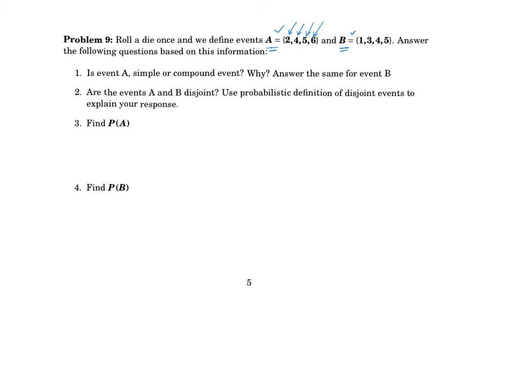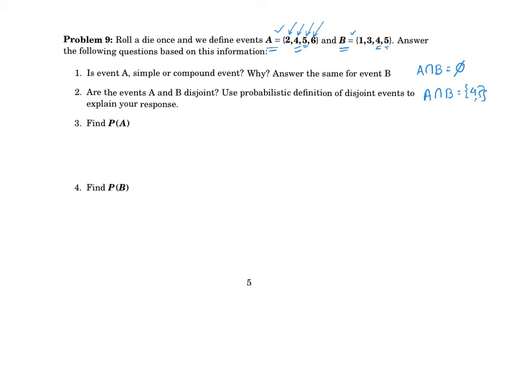Are the events disjoint? Remember, 2 events are disjoint if their intersection, A and B, is the empty set. But in this case, is there anything common? Yes, there is something common between them. So A intersection B is 4, right? Is there anything else common? Oh, 5 is common too. Sorry, I missed 5. So 4, 5. So this is not disjoint.